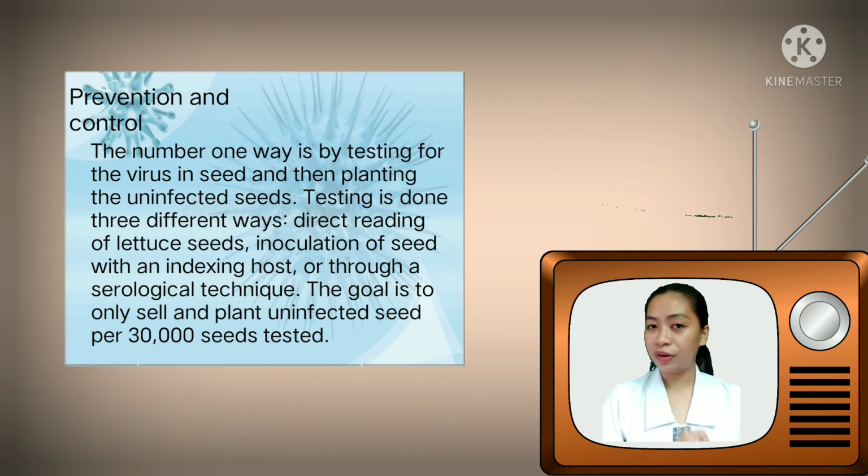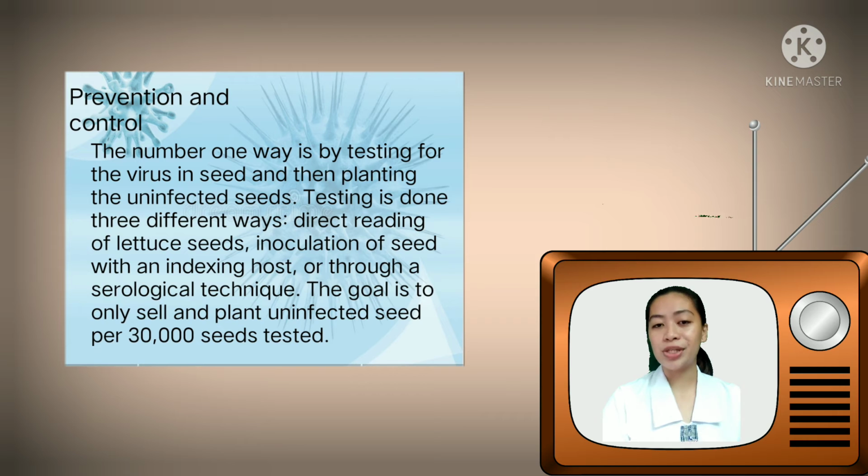There are two ways attempted to control and prevent the Lettuce Mosaic Virus. Number one is testing for the virus in seed and then planting the uninfected seeds. Testing is done in three different ways. First is direct testing of lettuce seeds. The second is inoculation of seed in an indexing host. Or number three is through a serological technique. The goal is to only sell uninfected seed, with one infected seed per 30,000 seeds tested.